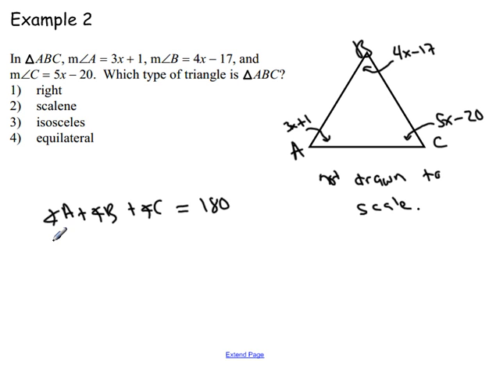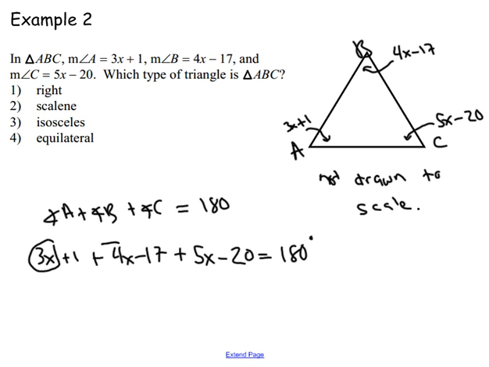So we can write 3x plus 1 plus 4x minus 17 plus 5x minus 20 equals 180. Combine the like terms, 3x plus 4x plus 5x, that's 12x. Then we got 1 minus 17 minus 20. That's negative 36 equals 180. Add 36 to both sides.